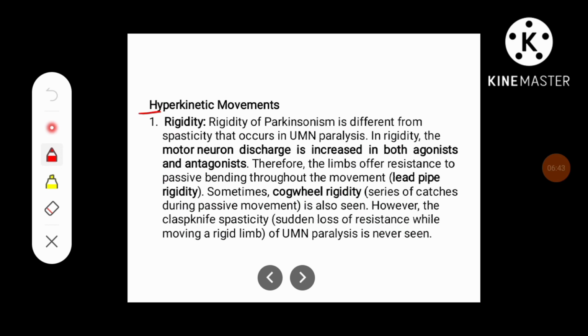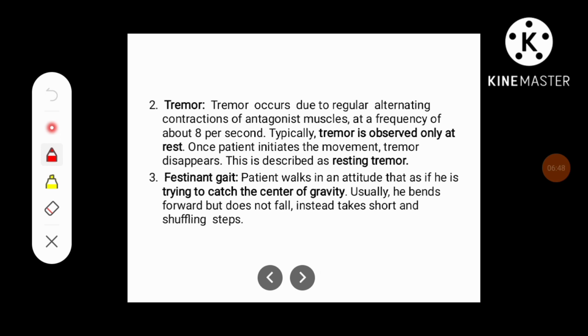Some of the hyperkinetic movements are rigidity, tremor and festinating gait.